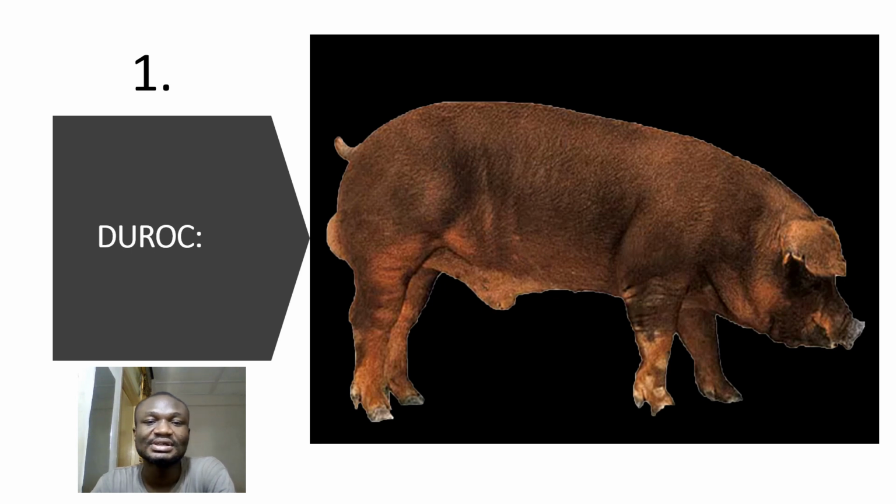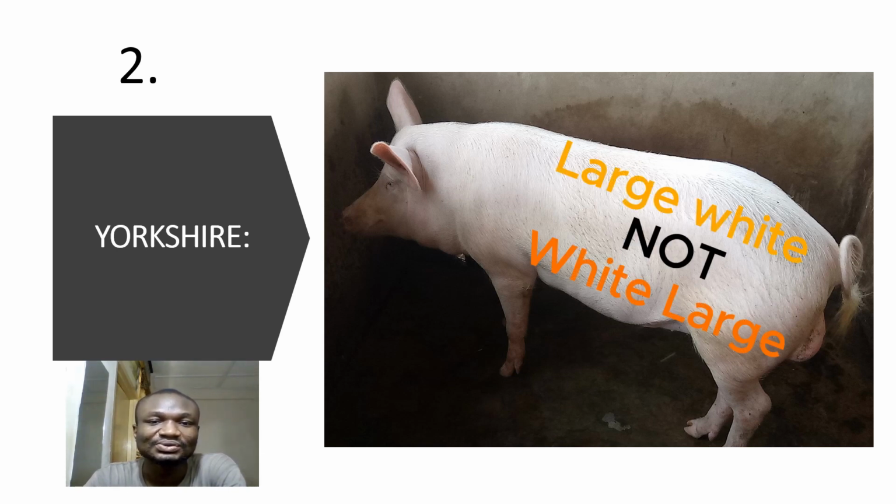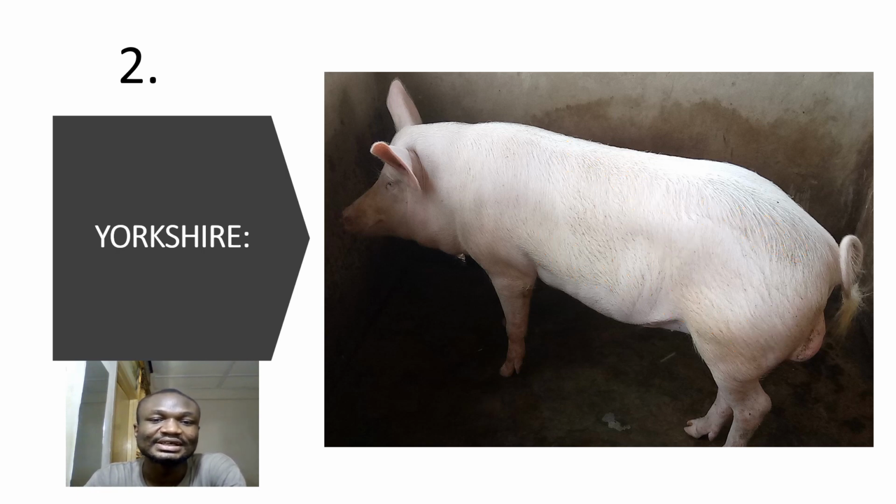So the next breed type you have is the Yorkshire. The Yorkshires are also called the large white. And you should note that the name is large white, not white large. So the Yorkshire or large white pig is a worldwide known breed for its exceptional meat quality. And that is even what I have on my farm as I'm talking to you. And then they have this white coat with erect ears, as you can see in the image here. Their bodies are always long, and they're also known for their large frame.